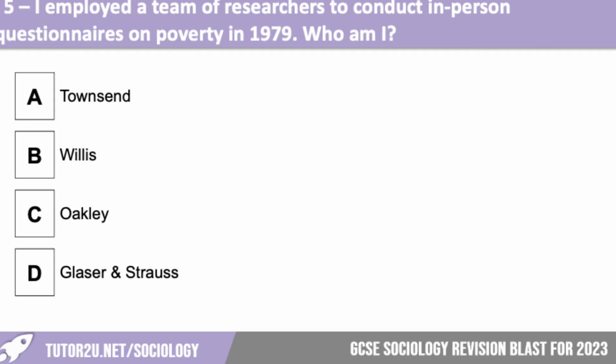Right, we have our final question. I employed a team of researchers to conduct in-person questionnaires on poverty in 1979. Who am I? Am I Townsend, Willis, Oakley, or Glaser and Strauss? Let's reveal the answer. It was Townsend, where he did his deprivation index study.